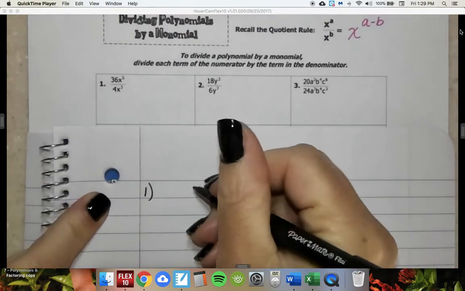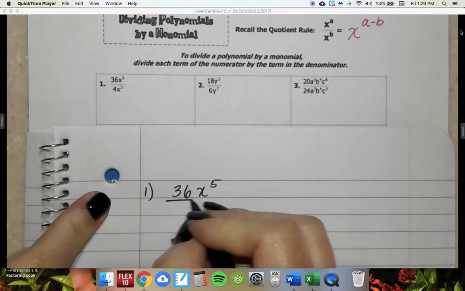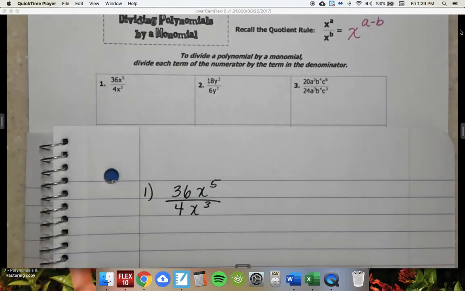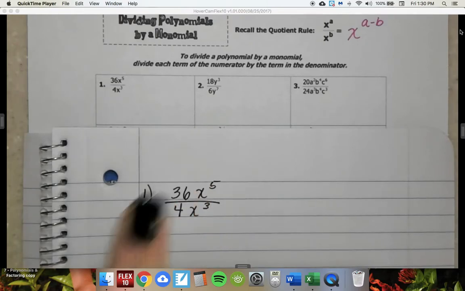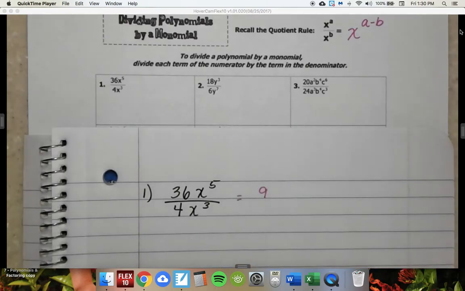Let's do 36x to the 5th divided by 4x to the 3rd. So look at your coefficients. We've got a 36 and a 4. Can you divide a 36 by a 4? Of course you can. And 36 divided by 4 is 9.